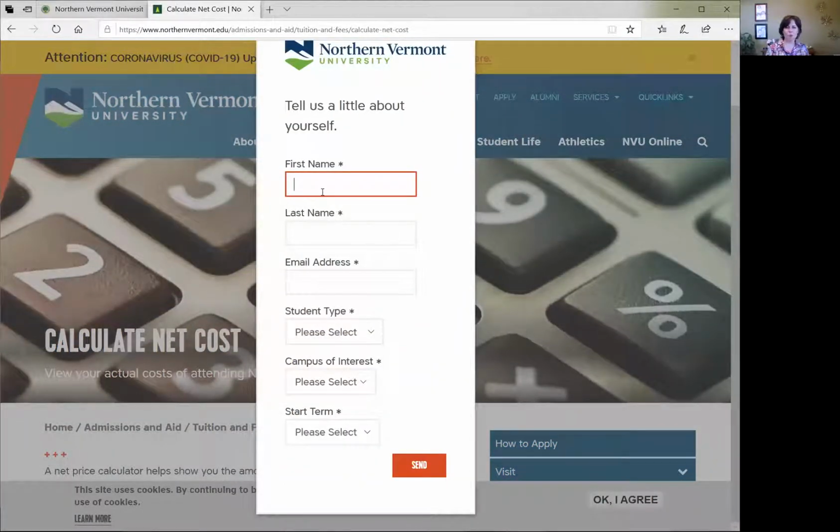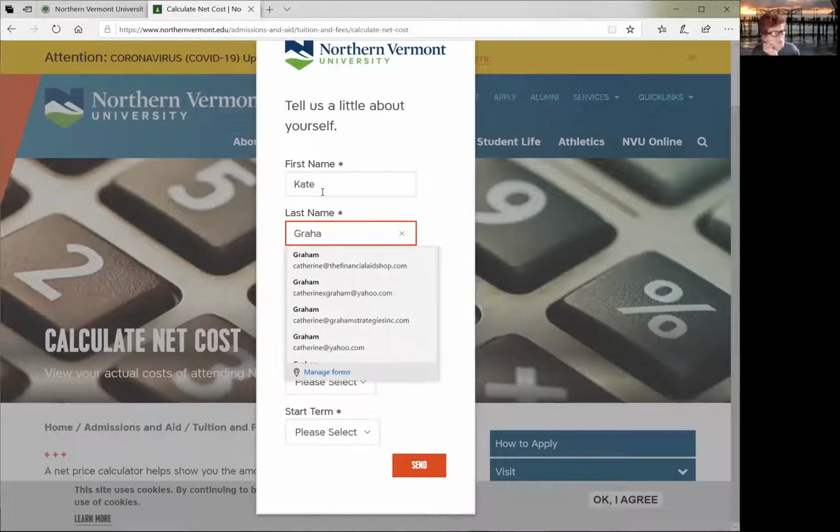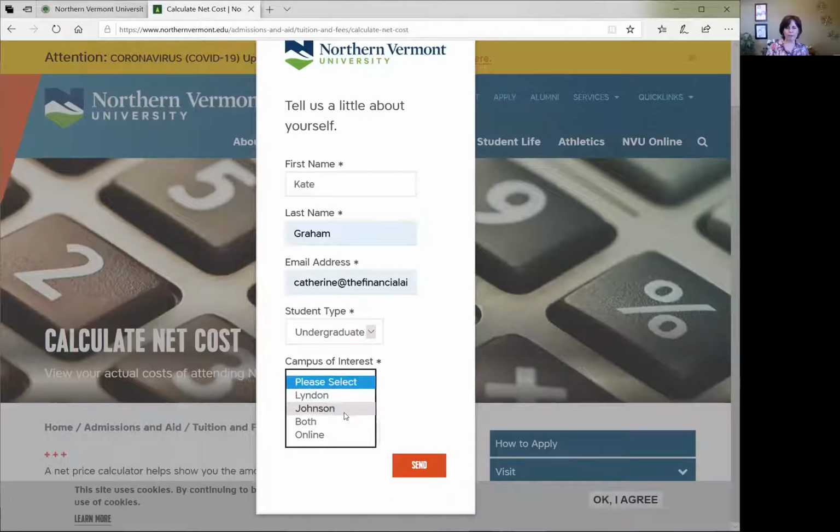It's asking for a name. You can X out of it. Now let's see what it says. So I'm just going to put in my information. I don't know which program, which campus, so I'm going to just say Linden. And I'm going to be starting in the fall of 2020.